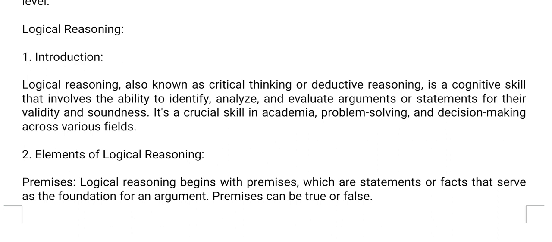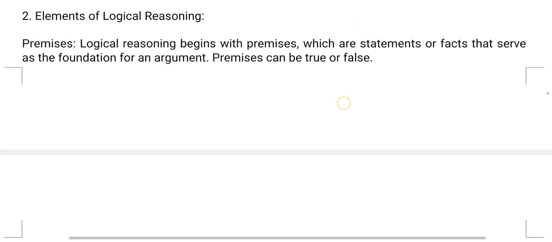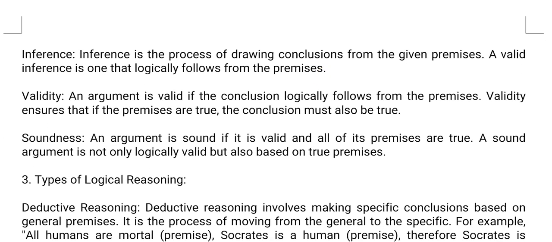Elements of logical thinking. Premises. Logical reasoning begins with premises, which are statements or facts that serve as the foundation of an argument. Premises can be true or false. Then inference. Inference is the process of drawing conclusions from the given premise. A valid inference is one that logically follows from the premises.